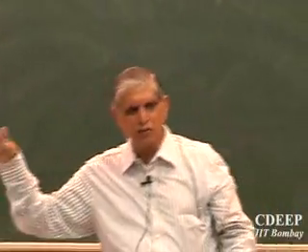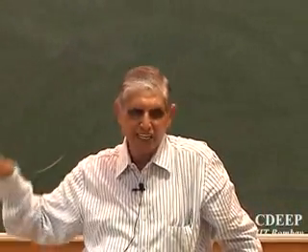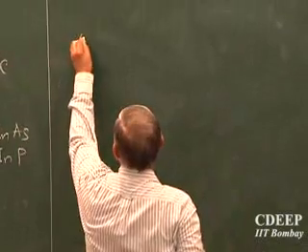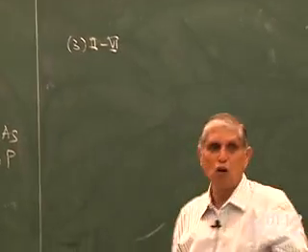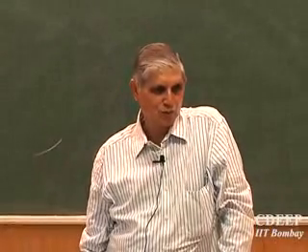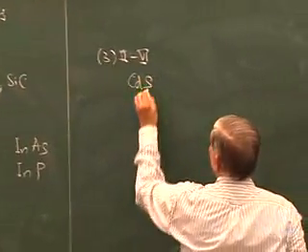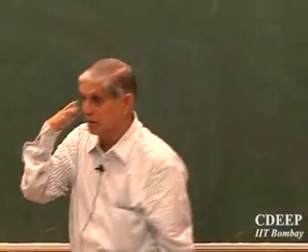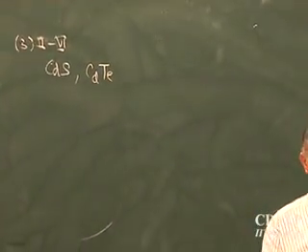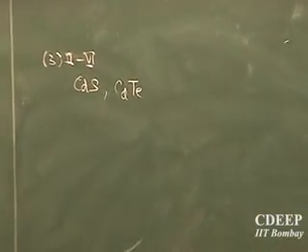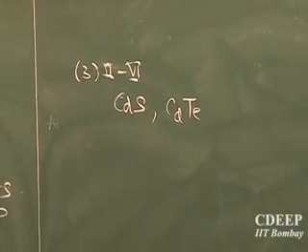After all, they form 4, 3, 5, so 8, that 8 is still possible. Then I say I can have 2, 6, they also form 8, 2 and 6. So we say, okay, one of the most popular ones is cadmium sulfide or cadmium tellurides. Cadmium is from the second group, tellurides and sulfurs are from the sixth group.